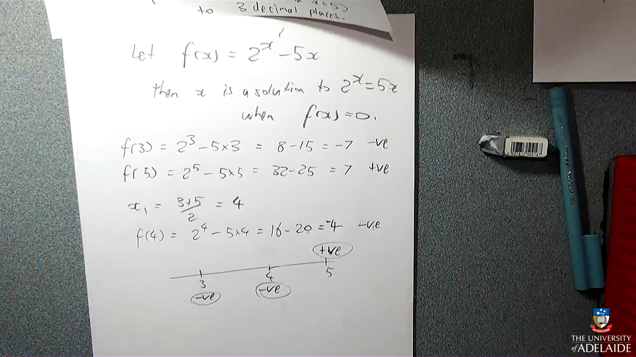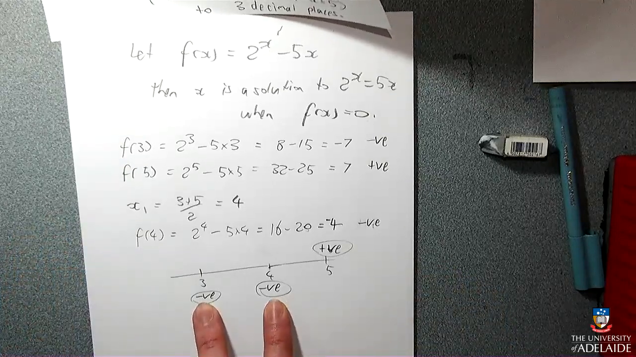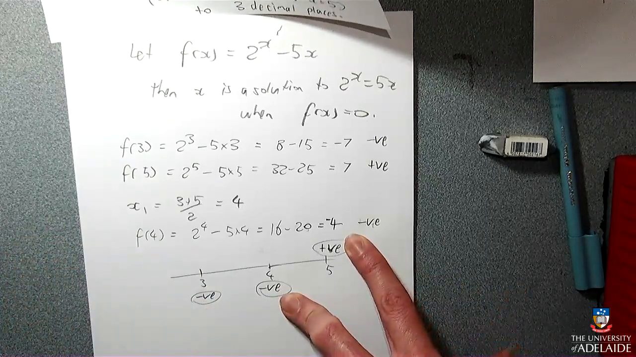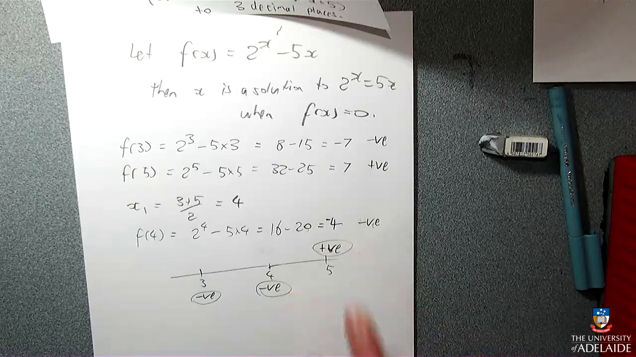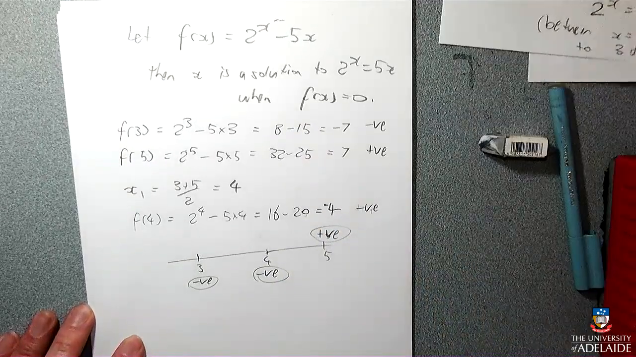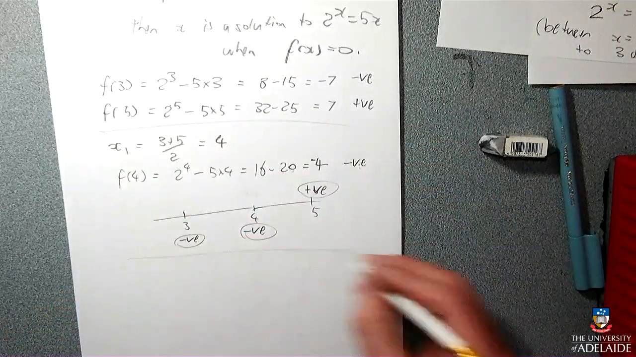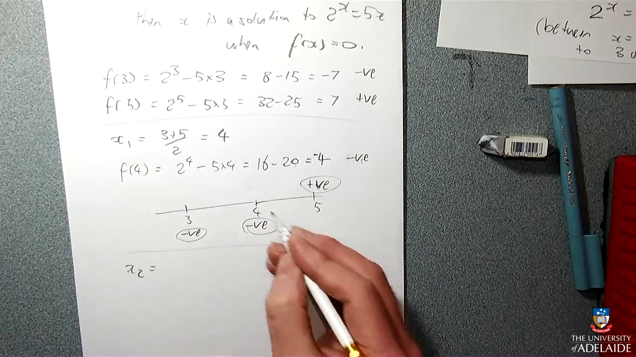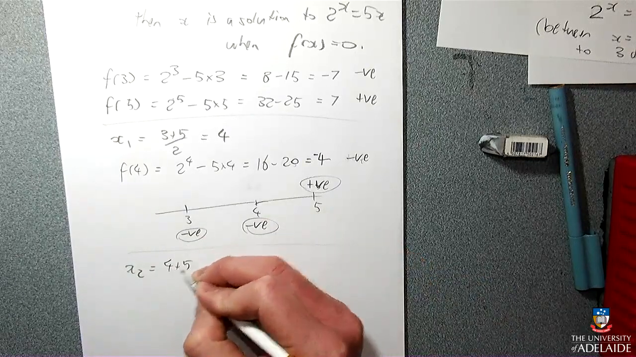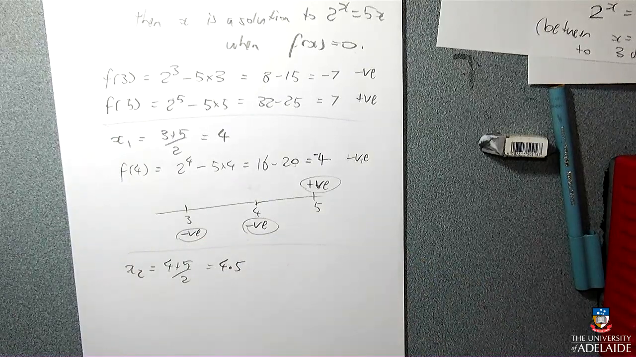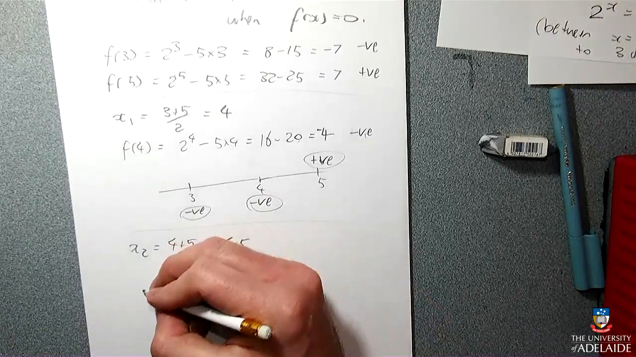So this is my diagram. I don't know for certain if it's equal to 0 in this zone, but it's definitely 0 in this zone because it goes from negative to positive here. So I'm going to say my second x is going to be halfway between here and here. You can do the 4 plus 5 over 2 if you want, but it's easier for me in my head to just go, oh, well, that's 4.5. That's how you get halfway between. And then you would just keep trying.